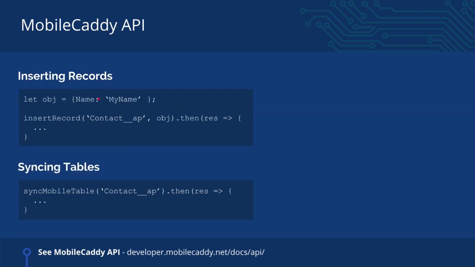Here's a quick example of inserting a record. Now I'm just going to create a JavaScript object that has a name of my name, and then I'm calling the insert record and passing it the table name of this object. MobileCaddy will take care of any offline parent-child relationship management for you, so you don't need to be concerning yourselves with that either in here. So inserting a record really is as straightforward as it can be. Down at the bottom we can see this syncing tables, and here's a very simple example of syncing one particular mobile table.